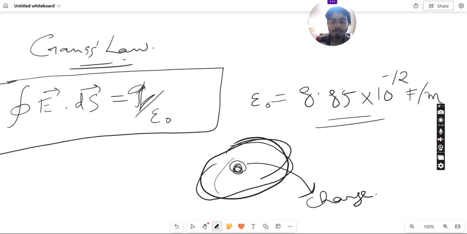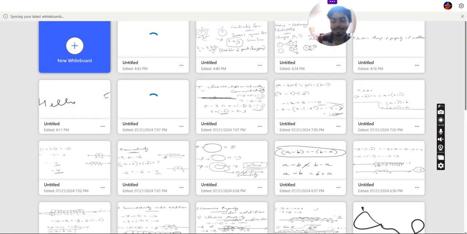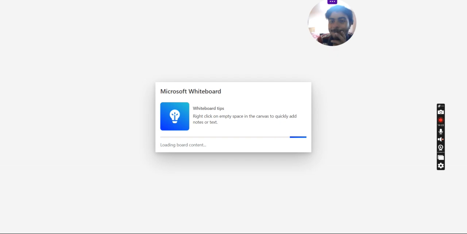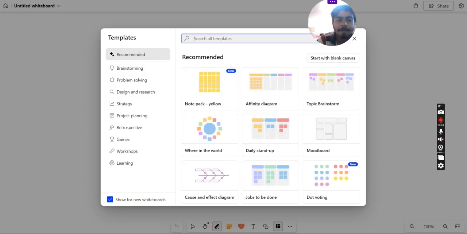Now this charge would have, all right. So first of all, before going into Gauss's law, my bad, I should talk about what an electric field actually is. I think I have gone way too far. Let me explain what an electric field means.